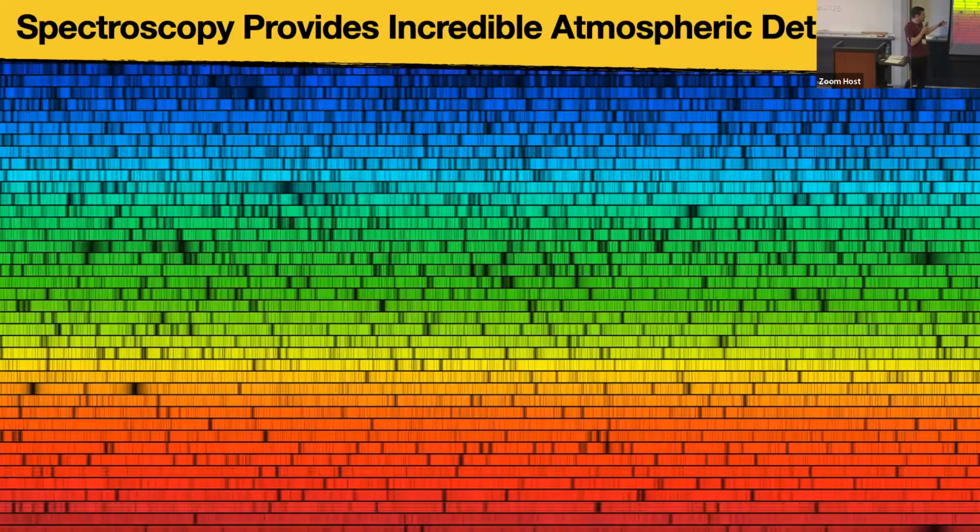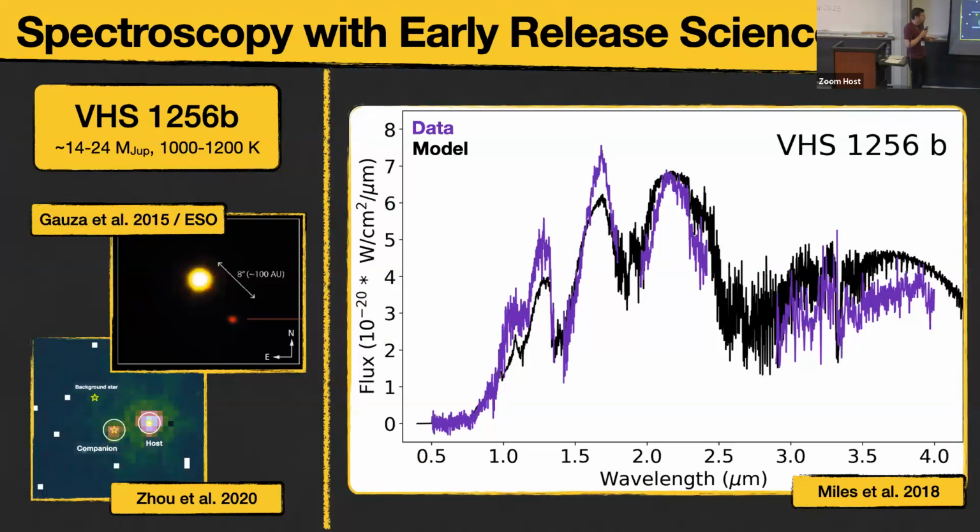You can see here, this is for the sun. All of these individual lines give us a different fingerprint for different atmospheric absorptions. So whenever we can leverage this technique and make the most of it, I think we really should. And I think there is potential to do this with JWST for imaging exoplanets as well. So we explored this with the ERS program for something that's quite favorable to characterize through spectroscopy, VHS 1256b.